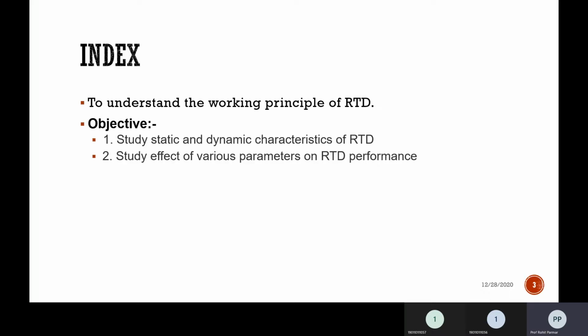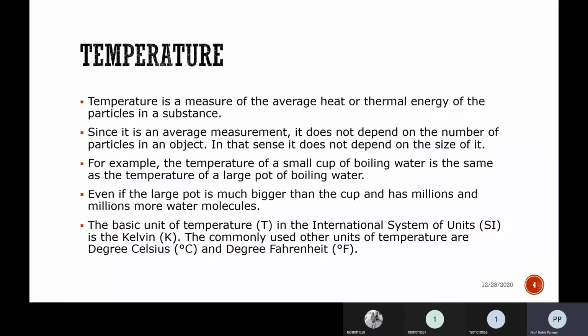Okay, so in today's laboratory session, we will see about working principle of RTD, static and dynamic characteristics of RTD, and effect of various parameters on RTD performance. Okay, so here it starts. Basically, RTD is one sensor with the help of which we are going to measure the unknown temperature.